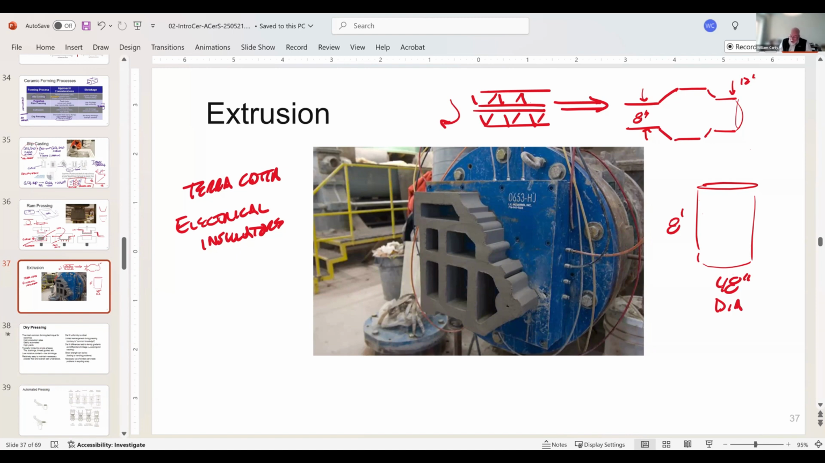How does it work? We've done a lot of research on this, and traditional ceramic bodies are intrinsically plastic. They work great in extrusion. But the general rule of thumb for extrusion is that we determine something called available volume.